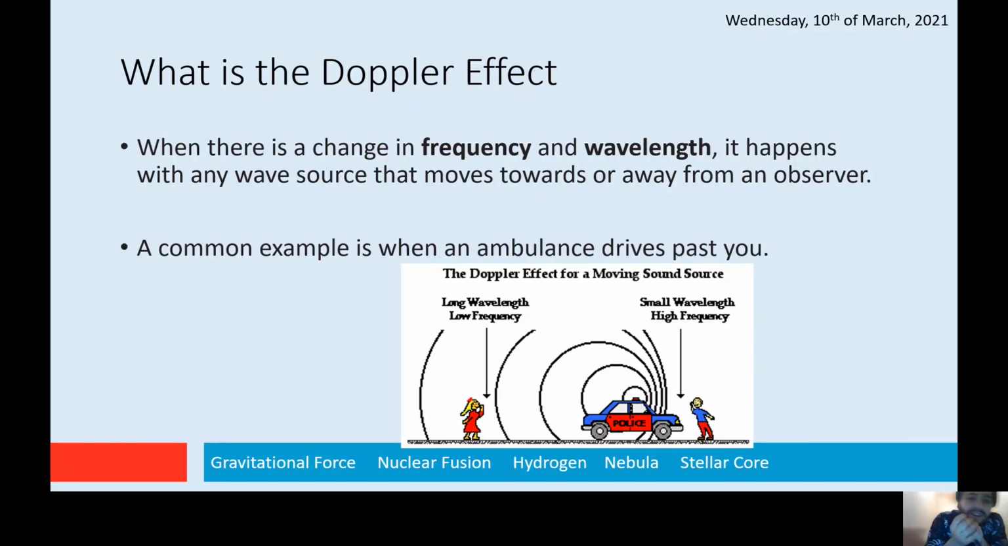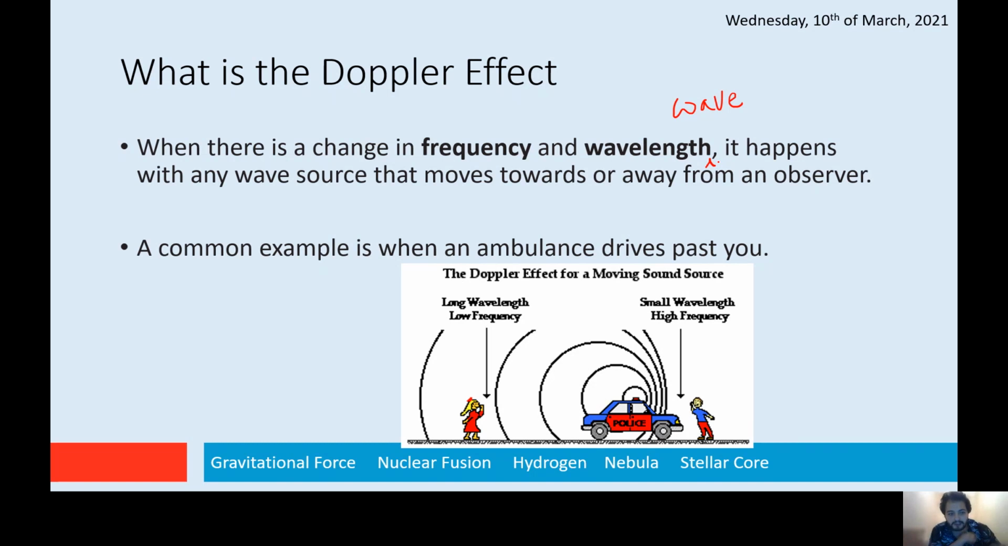So I'm going to assume that you've done the questions. These are the answers. So this is some recall from one of your last lessons. So the Doppler effect is when there's a change in frequency and wavelength of a wave, is what I should have included here. That's an important point. So when there's a change in frequency and wavelength for a wave, and it only happens when the wave source is moving towards or away from an observer.